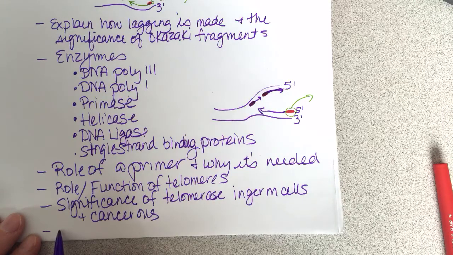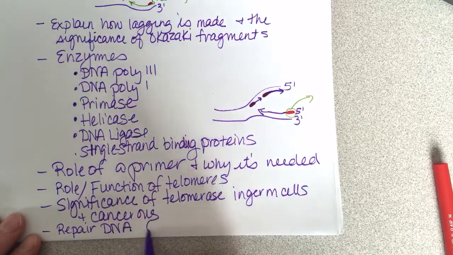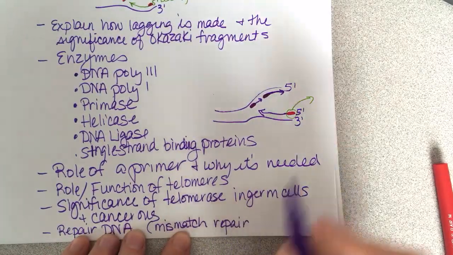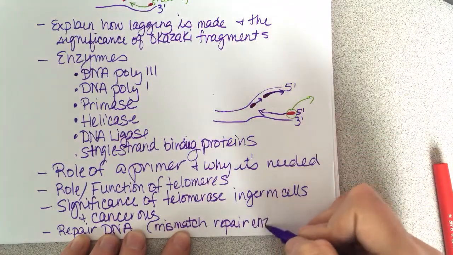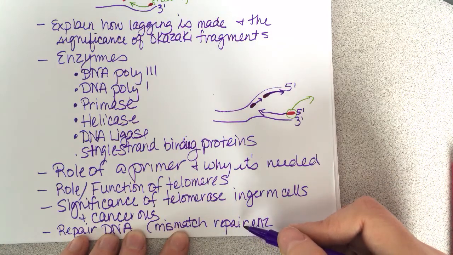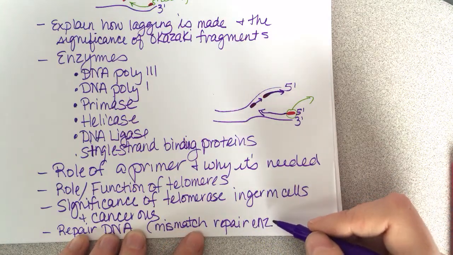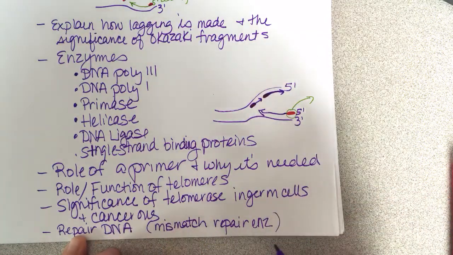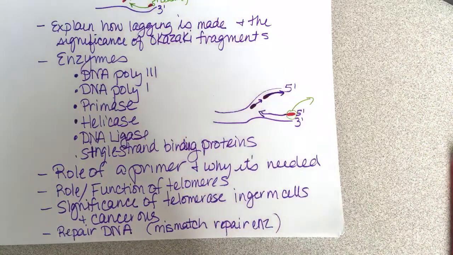And so then the last thing is that, just in case we have mistakes, we have repair enzymes that repair DNA, so we have mismatch repair enzymes. So if DNA polymerase accidentally adds a T instead of an A or something like that, these guys proofread and repair the DNA. So you have enzymes to do that, and that is chapter 16.